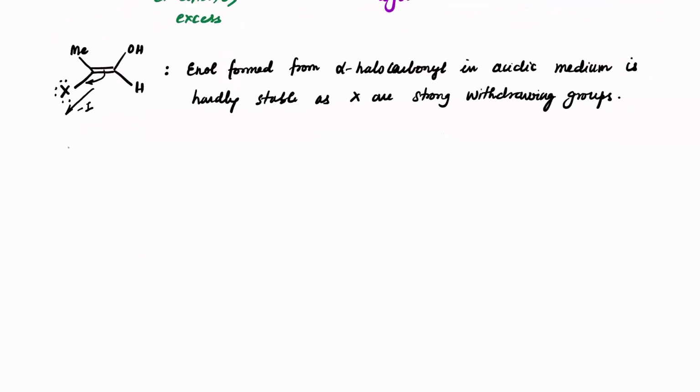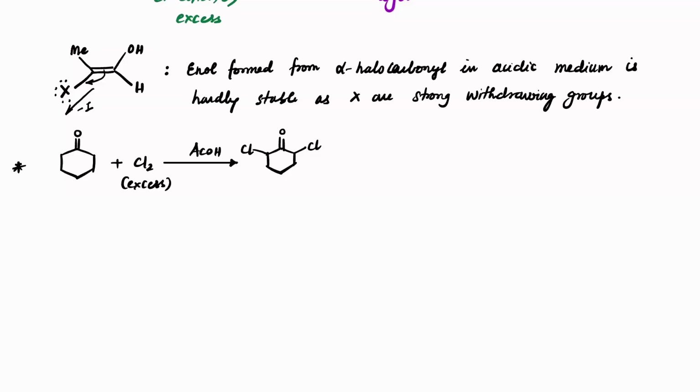Therefore, suppose I have a compound given like this, double bond O, and I have given you Cl2 in excess, but in acidic medium, AcOH. In such a case, what is the final product we will report? Although there are two alpha hydrogens here and two alpha hydrogens here, it would only replace one hydrogen here and one hydrogen here. So this is the major product.